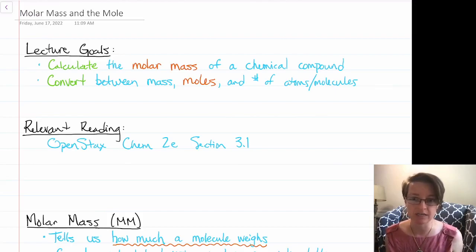Today we're going to be talking about two really important concepts in general chemistry, molar mass and the concept of the mole. By the end of today's lecture video, I'm hoping that you'll be able to calculate the molar mass of any chemical compound, and that you'll be able to convert between units of mass in grams, moles, and the number of atoms or molecules that can be found in a given substance.